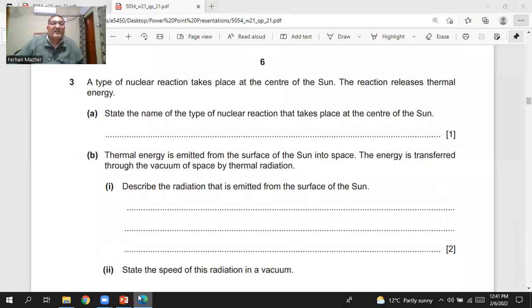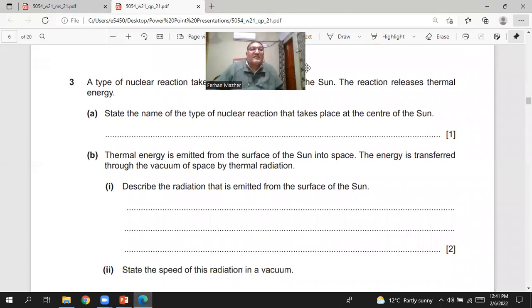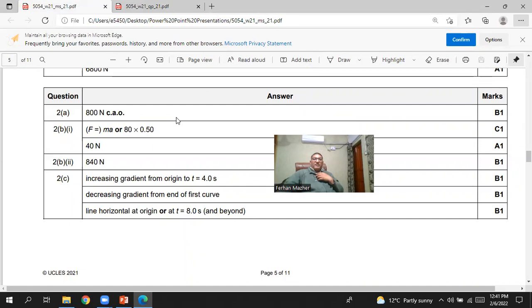So let's have a look at the marking scheme of the question number 2. Okay, so the marking scheme for the question number 2 is showing up on your screen. What you can do, you can pause the video and take your time and read this marking scheme very carefully. I have already checked my answers with this marking scheme. So let's move to the next question.